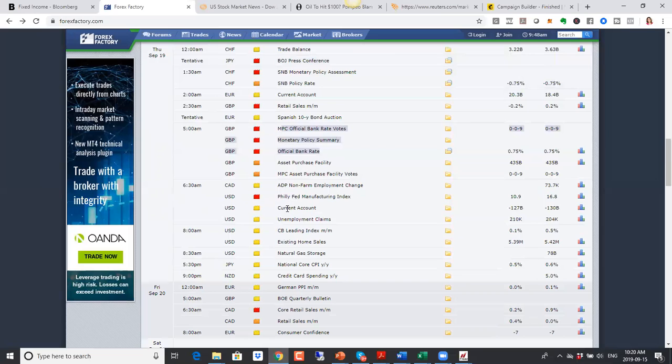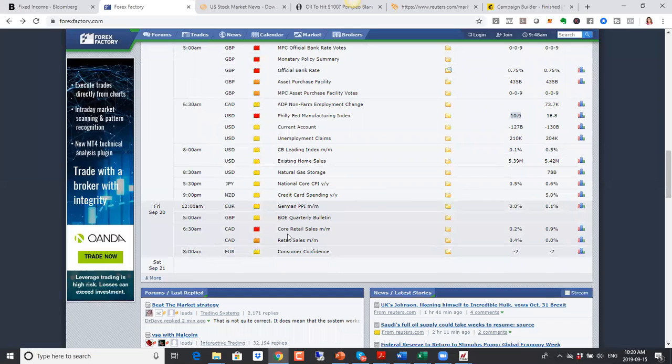And then we also have Philly Fed manufacturing index numbers for the US here. So that can make a difference here. Right now, we are expecting a drop, but if it drops any further, that will show negative numbers, and again, further pressure on the Fed to cut rates.